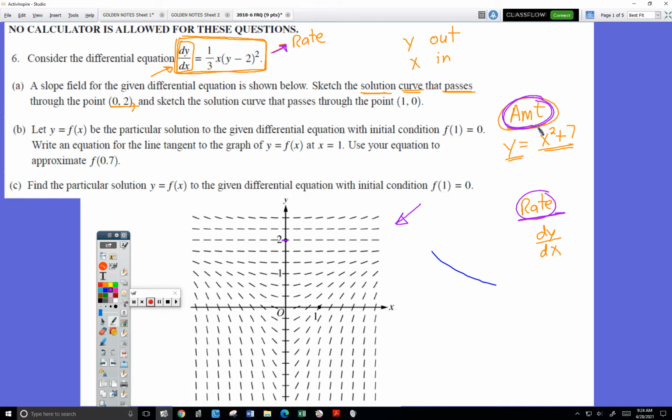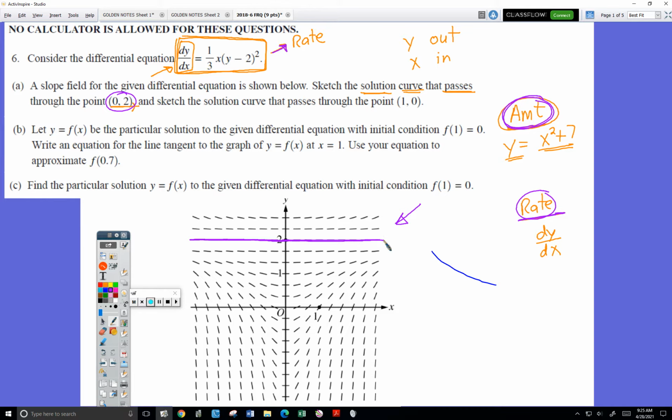So if the amount curve went through the point 0, 2, the amount curve would have a slope of 0. And then you just follow the field. Well, there's nowhere else to go but like so. So the amount curve apparently would be completely horizontal if the amount curve were to pass through the point 0, 2.